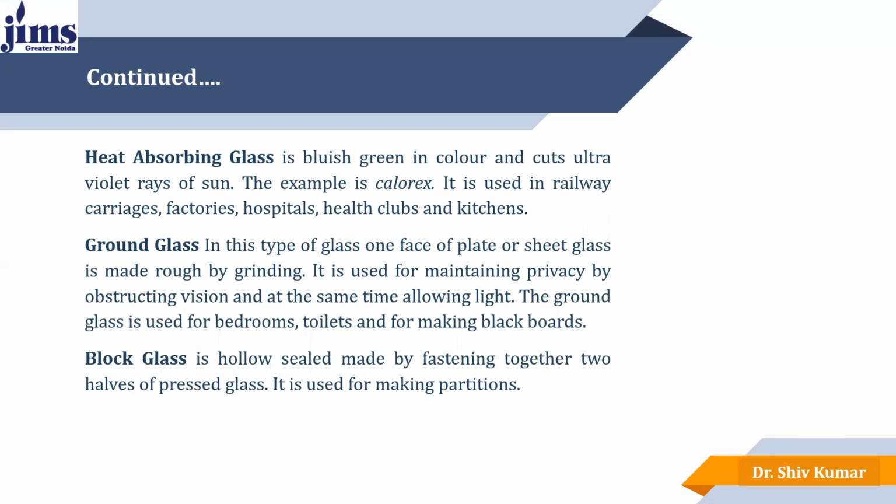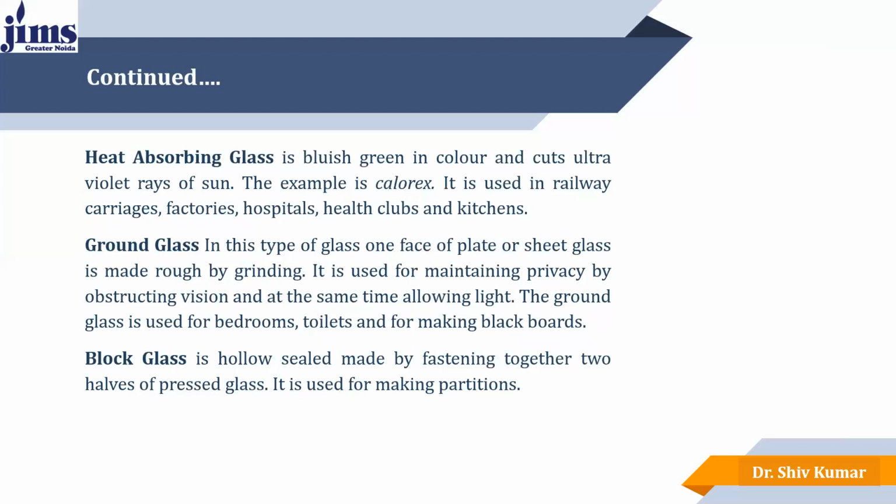Next is the heat absorbing glass. It is bluish green in color and cuts ultraviolet rays of the sun. An example is Calorex, which is used in railway carriages, factories, hospitals, health clubs, and kitchens. It increases the efficiency of air conditioners also.